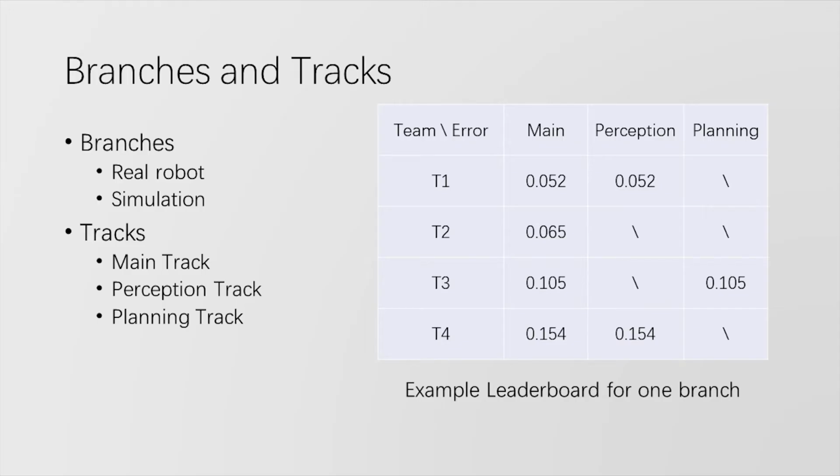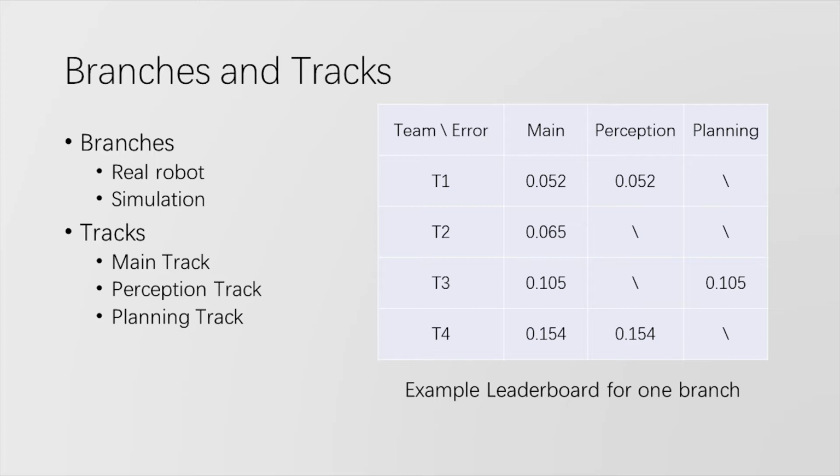In the third part, I will talk about how to write your own solution to the problem and how to submit the result. Before talking about how to write a program, I will talk about different tracks of the computation. As the task is a complex one, there are totally 3 tracks in this computation. In the main track, you can modify both the perception module and planning module. You can also design your own structure instead of the perception and planning one.